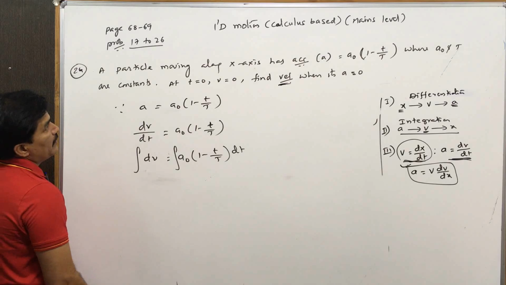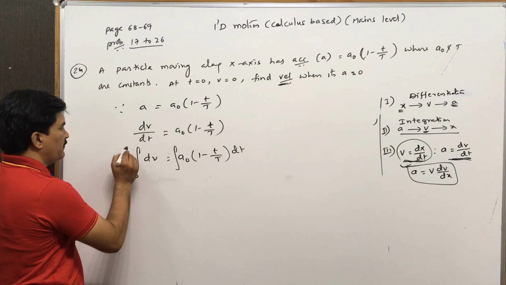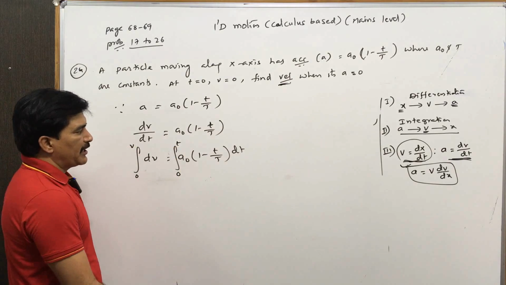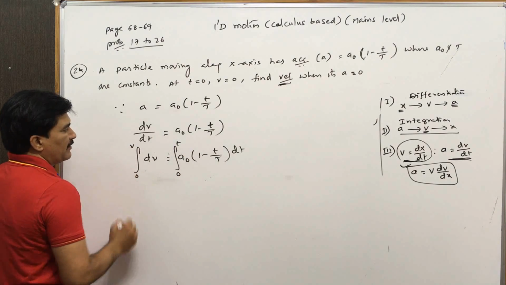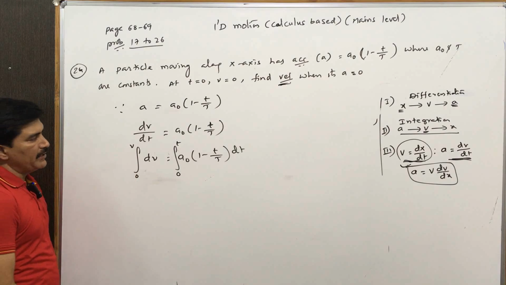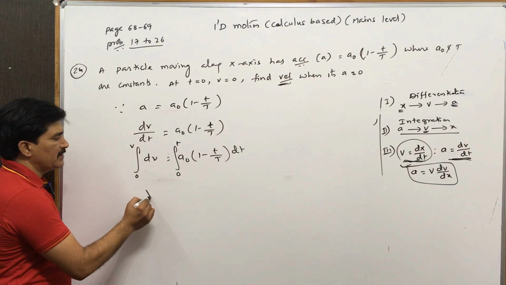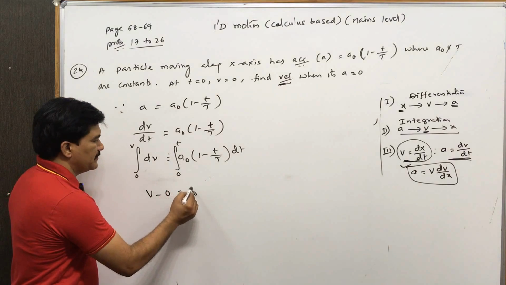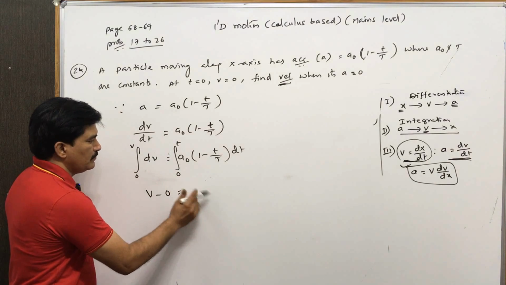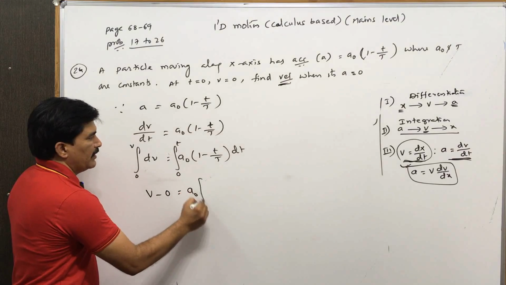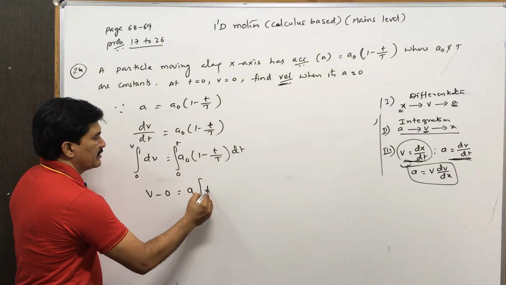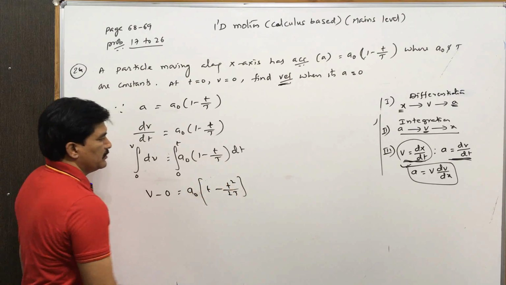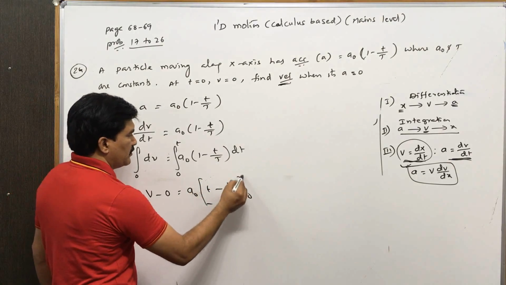Okay. Initial velocity 0, final velocity v, initial time 0, final point of time arbitrary time t. Then the integral of dv means delta v, the final velocity minus initial velocity, v minus 0, that is equal to... I can take A naught out as it is constant. Integration of 1 is small t, integration of t is t square by 2. So, the limits are from 0 to t.